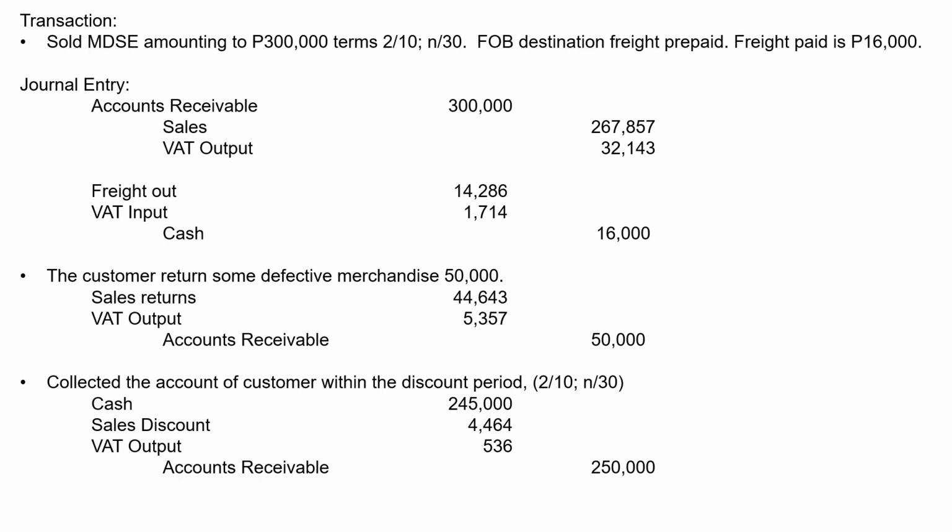So therefore, to get the sales discount, divide it by 1.12. So the sales discount is 4,464. And then another debit is your VAT output on the discount. So we have 5,000 minus 4,464, so we get the 536 pesos of VAT output.